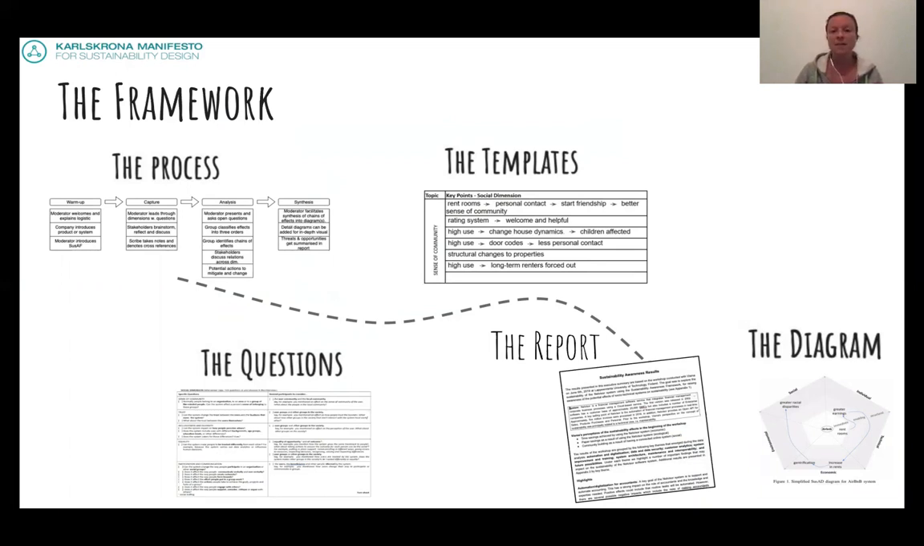Then it has a set of questions under which we can analyze a specific software system for each dimension, for each of those 5 dimensions, and according to the orders of effect. And then we have the templates along with it, and they help us to write down the results that we get to. And then finally, there's a report form and a type of diagram that helps summarize all the impacts that were found.